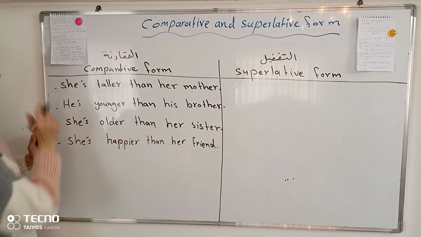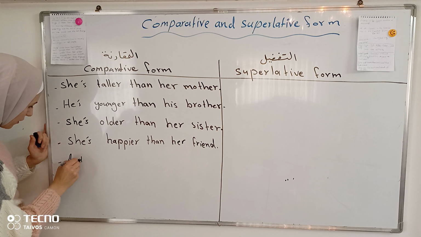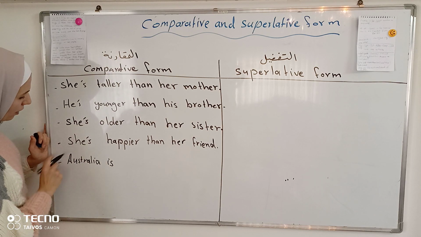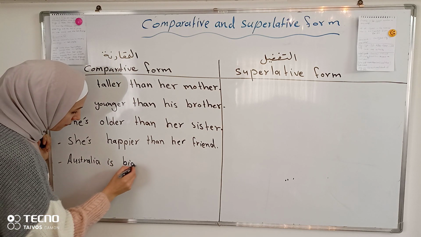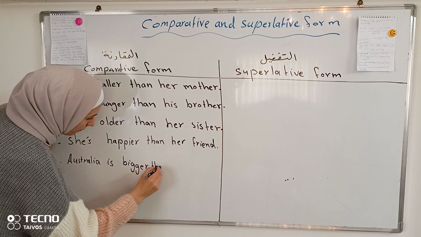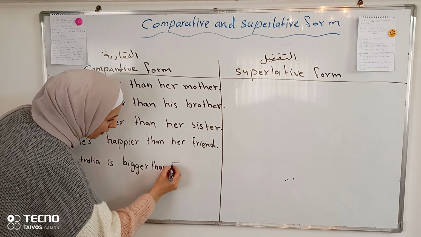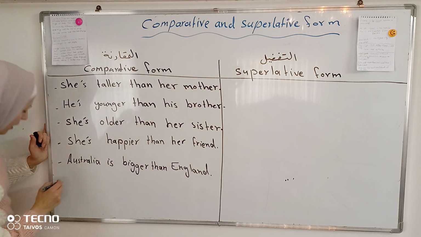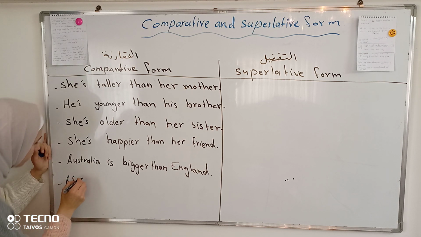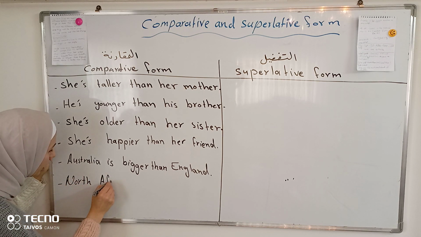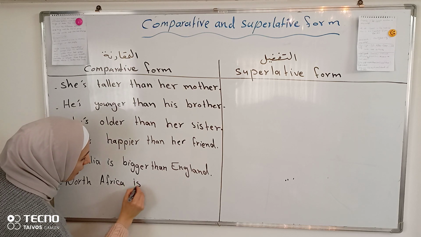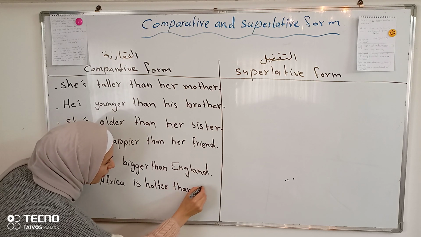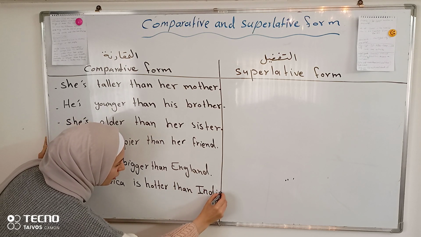Maybe Australia. Australia is bigger than England. And finally, for example, North Africa is hotter than India.